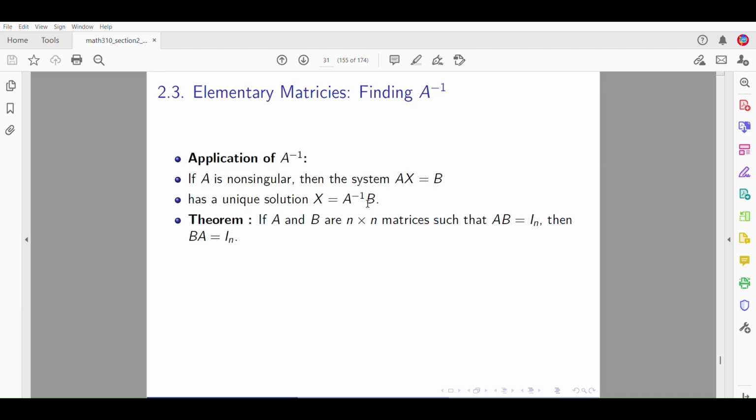Which brings us to a theorem. If A and B are n by n matrices such that AB is identity, then BA also has to be identity. Now that's tricky. All you're saying is I'm multiplying in this order. Turns out the reverse order also works. That is, B has to be A inverse. Suppose AB is identity. Assume A is singular.